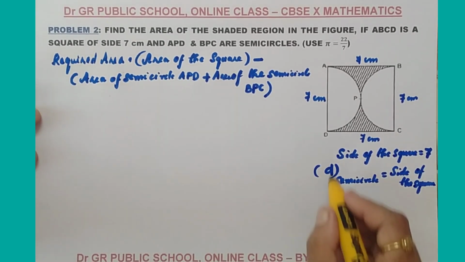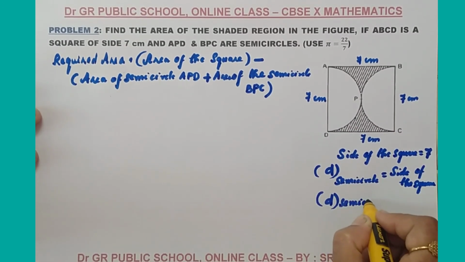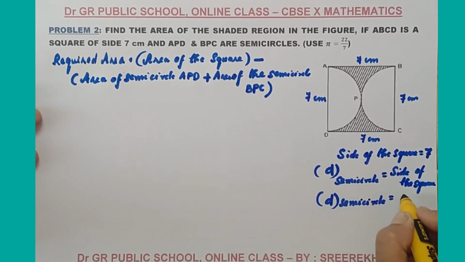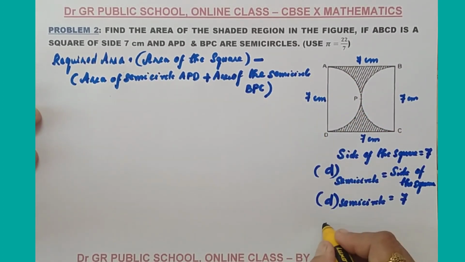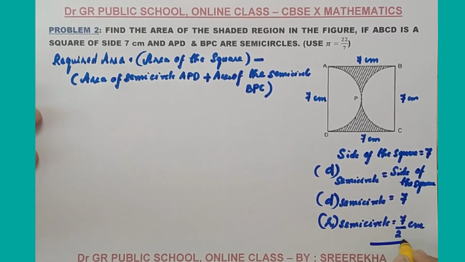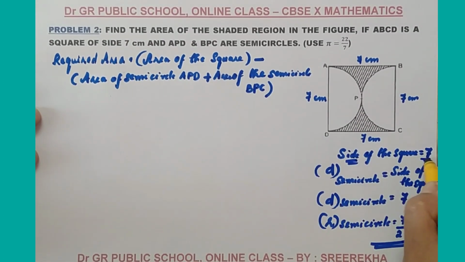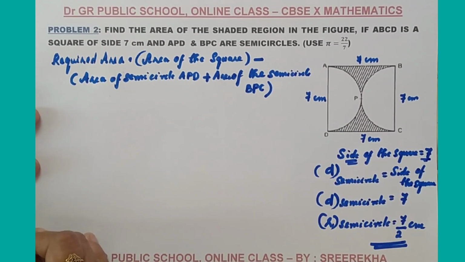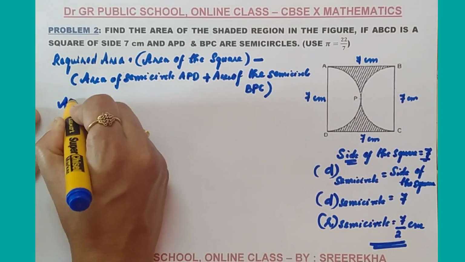So, diameter of the semicircle equals the length of the side of the square, 7 centimeter. If the diameter of the semicircle is 7, what about the radius? Therefore, the radius of the semicircle equals half of 7, or 7 by 2 centimeter. We want the radius of the semicircle, and the side of the square, that is 7 centimeter.